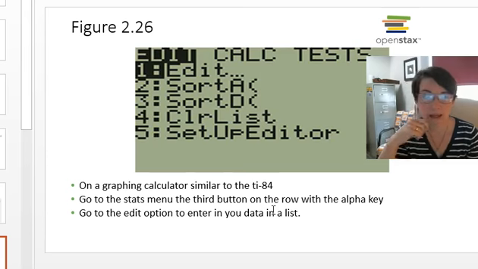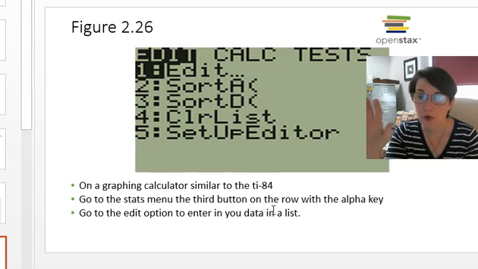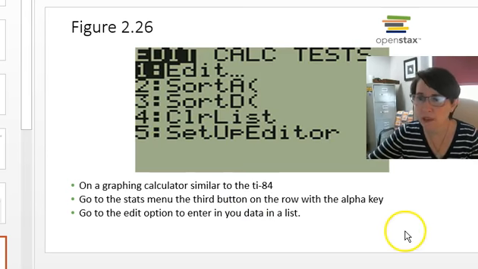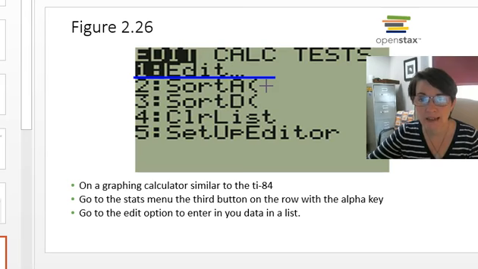I would search that. So you go to the stats menu, which on most calculators that are set up like the TI-84, it's going to be on that second row of buttons, the row that starts with the alpha key. Third button in says STAT. Push that, and this is the menu you'll see. When we want to enter some data, we will want to go ahead and click the edit button there. That will help us to enter our data.